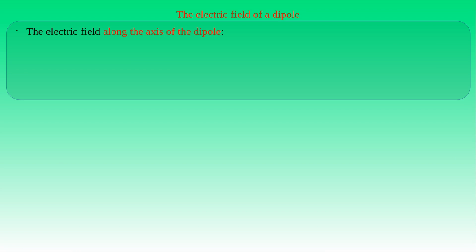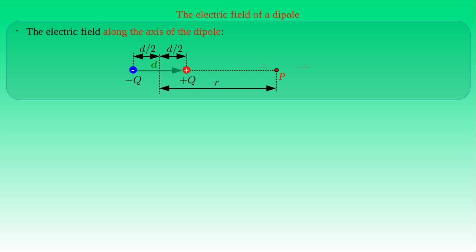In the first case, we determine the electric field of the dipole along its axis, that is, in a point P on its axis at the distance r from the center. In the point P, the electric fields E sub plus and E sub minus created by the charges plus q and minus q are parallel with the axis, but E sub plus points outward and E sub minus points inward.